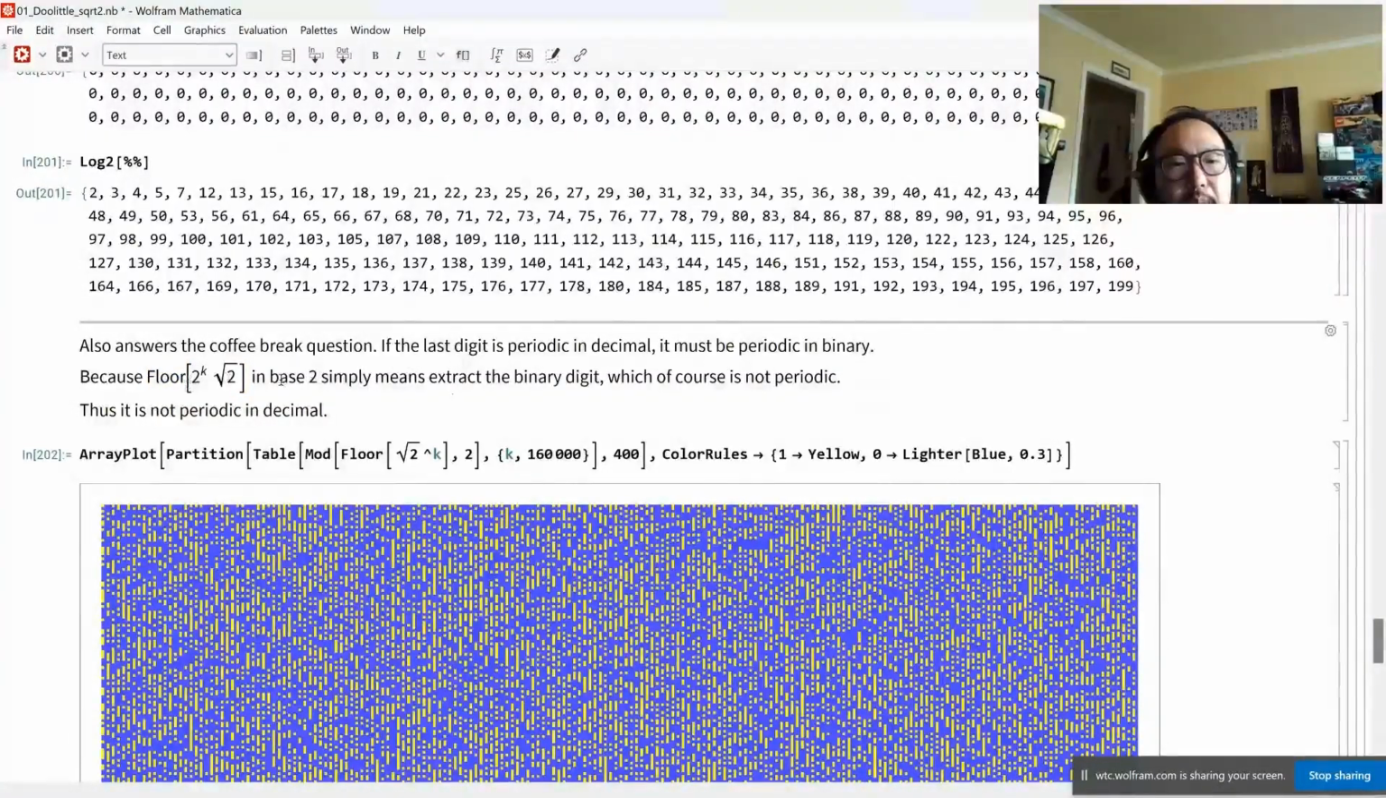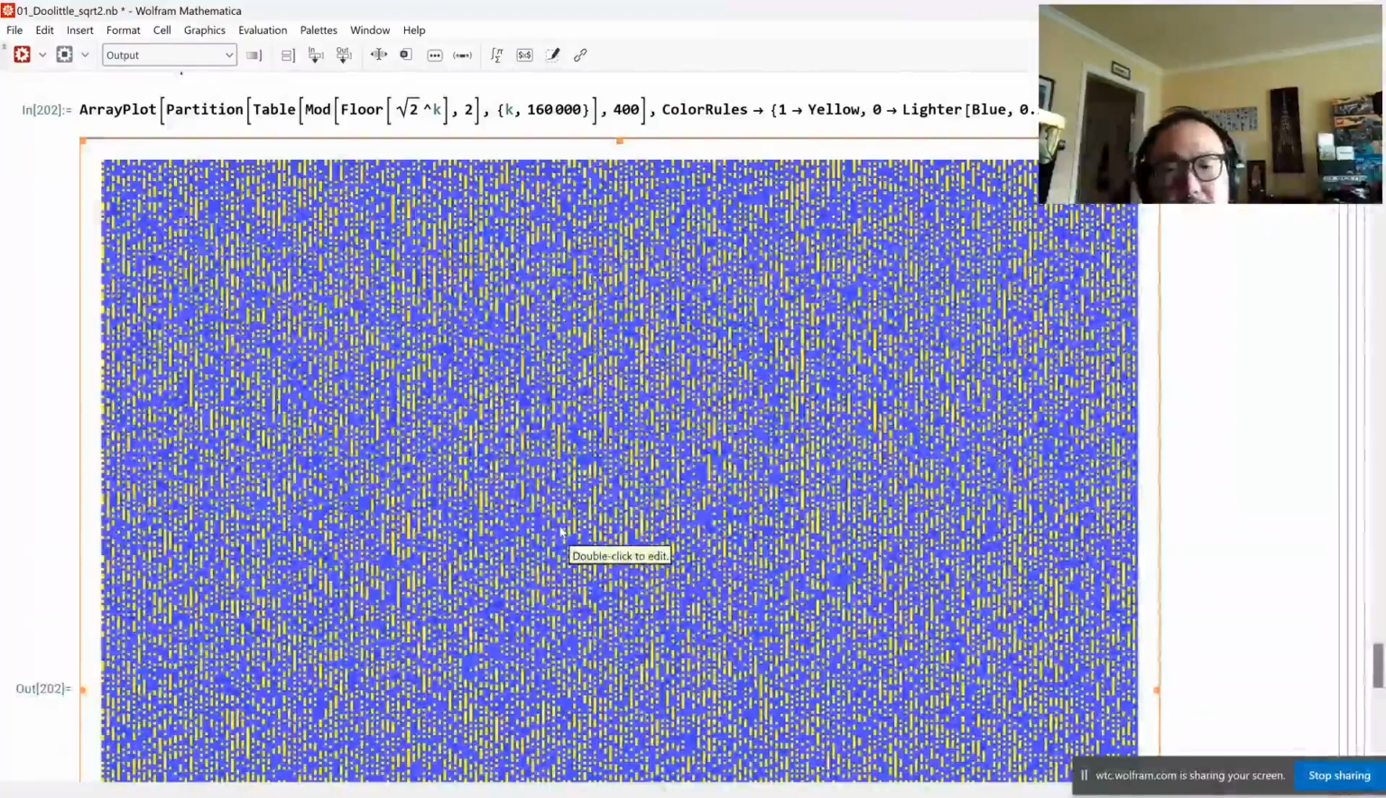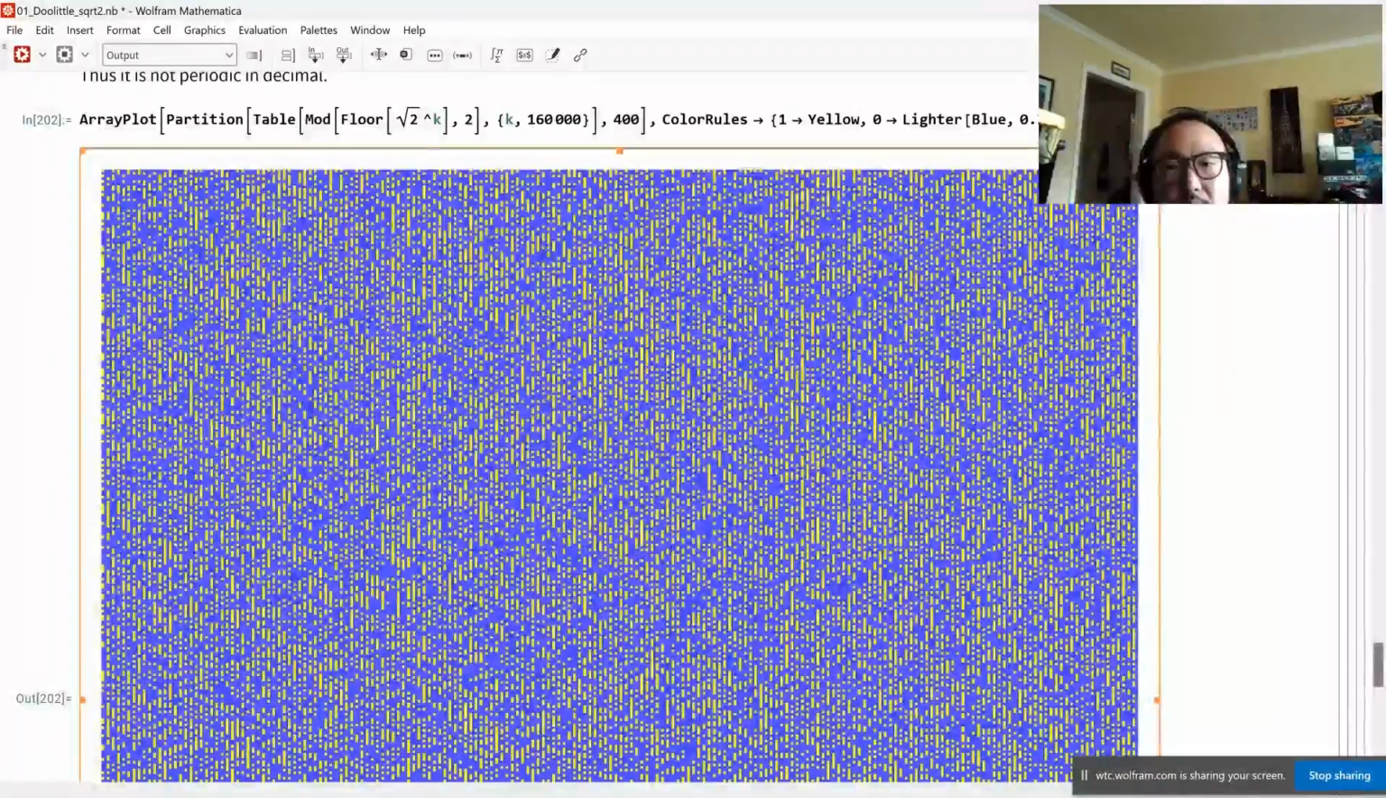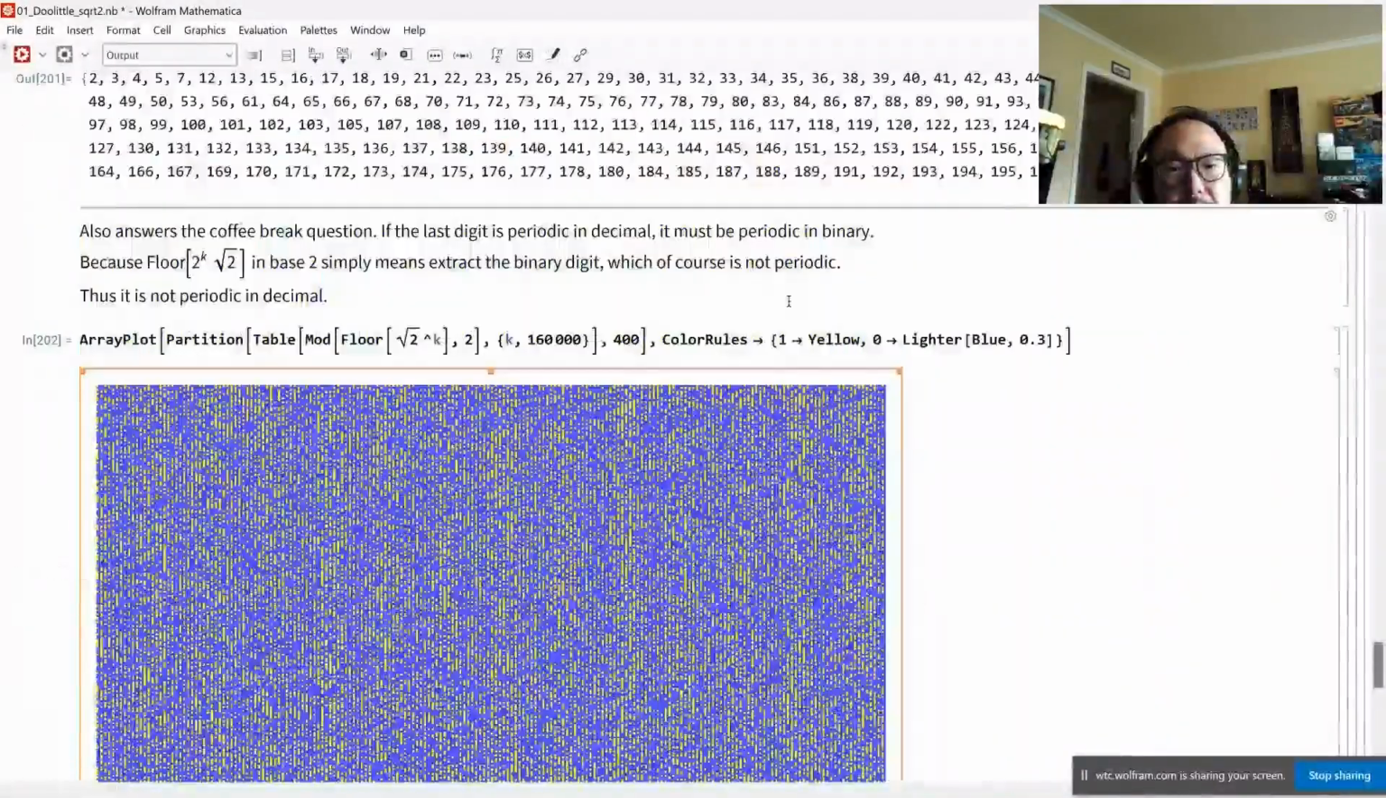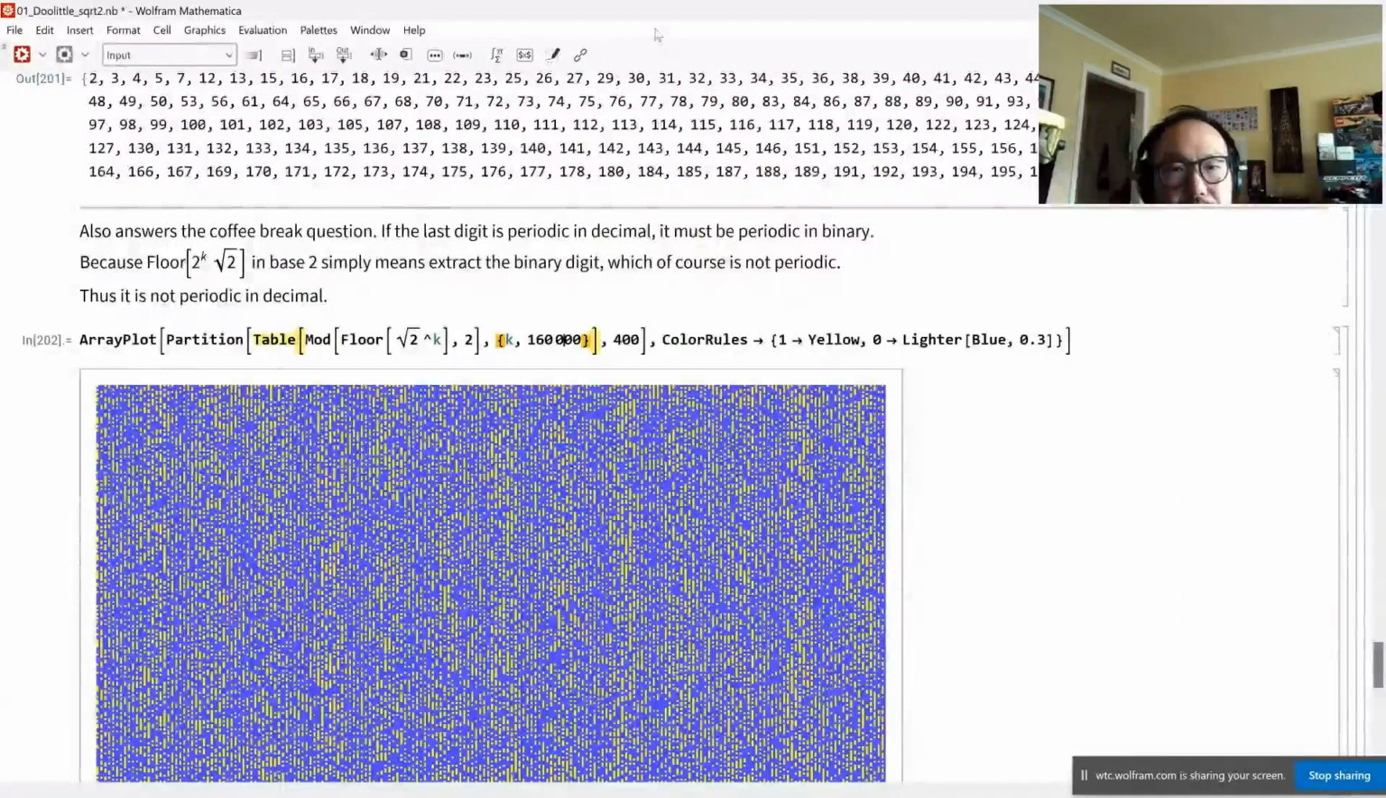And if it's periodic in binary form, with this function we simply extract all the binary digits one by one. And of course, if you look at this image, it's really not periodic. So we use the same argument as the function before.